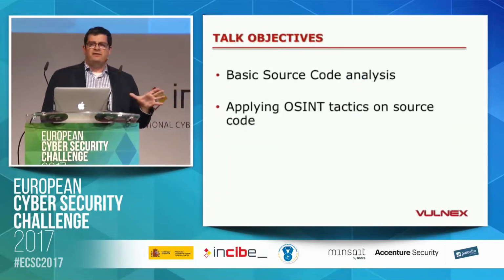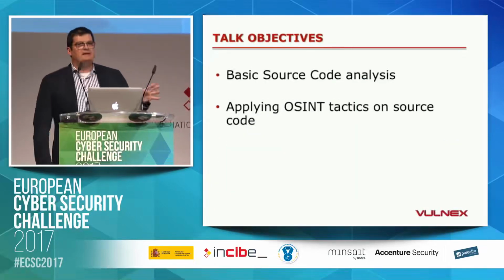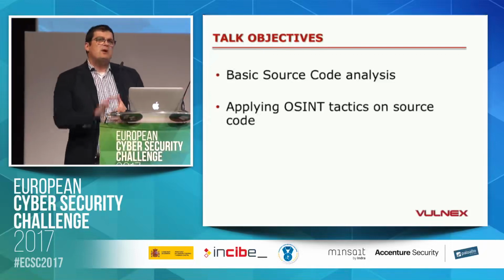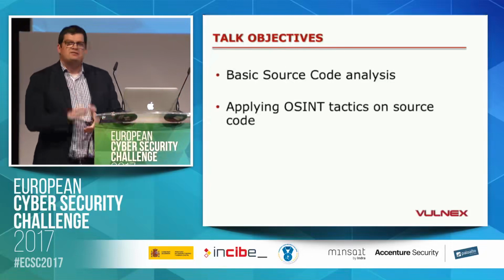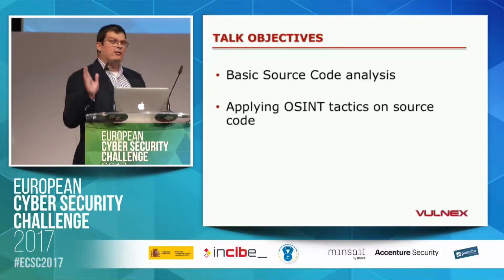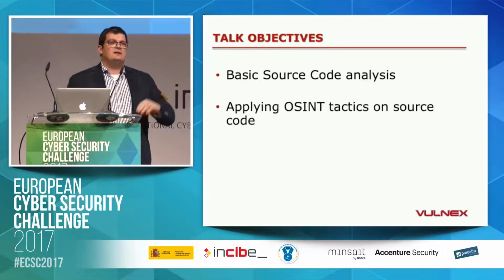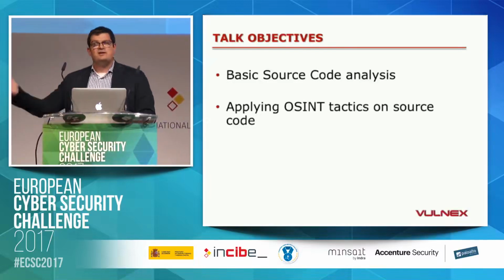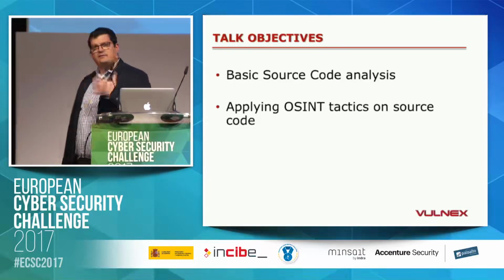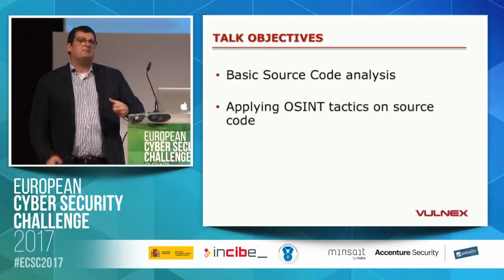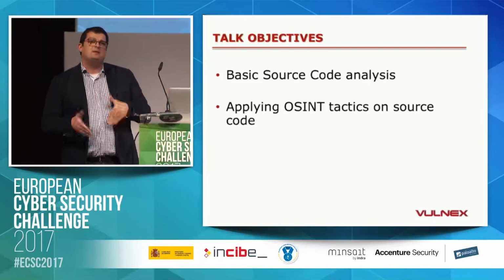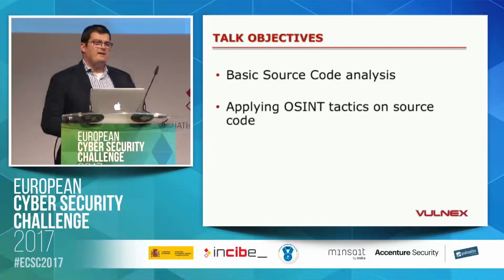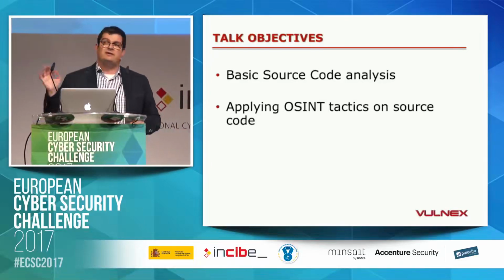So the objective for this talk will be some very basic source code analysis. And mostly what I'm interested in is how to apply open source intelligence techniques to source code. Usually when we talk about open source intelligence, people go to the search engines, to the social networks. Of course, we will do that as well. But before that, we go to the source code, because we can find some really interesting pieces of information there.